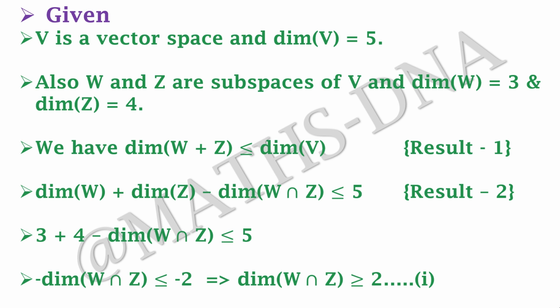Many students make a mistake over here. From here they get dimension of W intersection Z is greater than or equal to 2, so they tick options B, C and D as correct. But they are wrong, because there is one more condition and one more result that has to be used on this question.